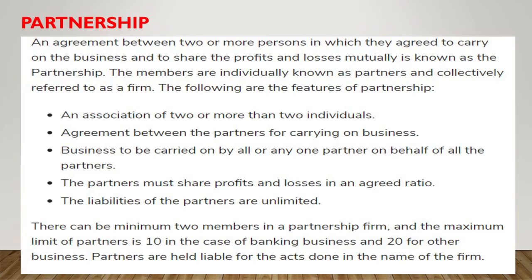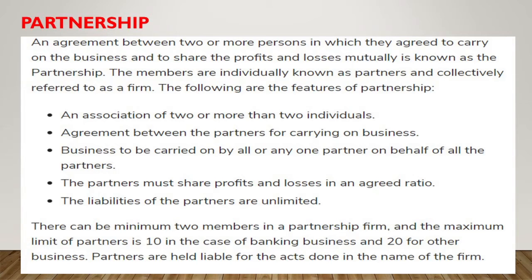In this, either one partner can run the business, called an active partner, or all partners may take part in running the business. Partners share the profit and losses at an agreed ratio. In the partnership deed, they will mention at what ratio they are going to share profit and losses. The liabilities of the partners are unlimited.